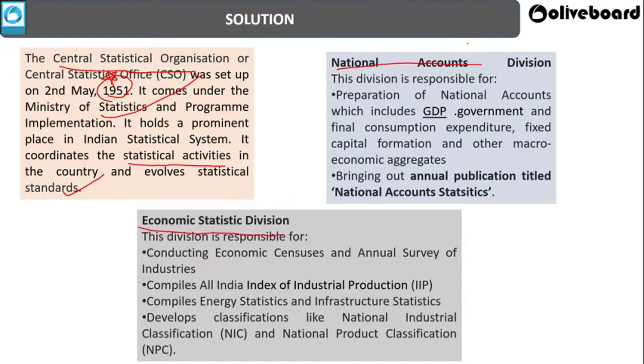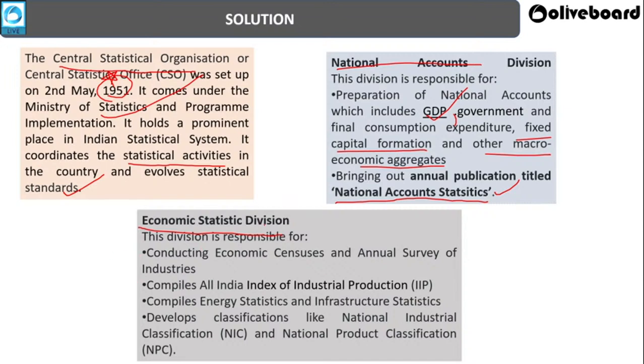If you take the case of the National Accounts Division, this division is responsible for preparation of national accounts, which includes the GDP, the government final consumption expenditure, fixed capital formation, and other macroeconomic aggregates, right? And it also brings out an annual publication which is titled National Account Statistics. So these are all the outcomes of the National Accounts Division of CSO. Remember that the GDP, the fixed capital formation, that is the investment, and the government final consumption expenditure, all of these are being prepared by the National Accounts Division.